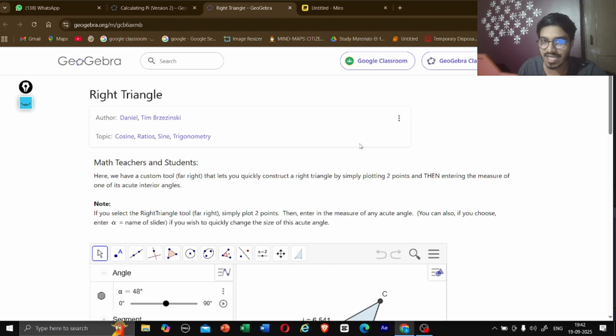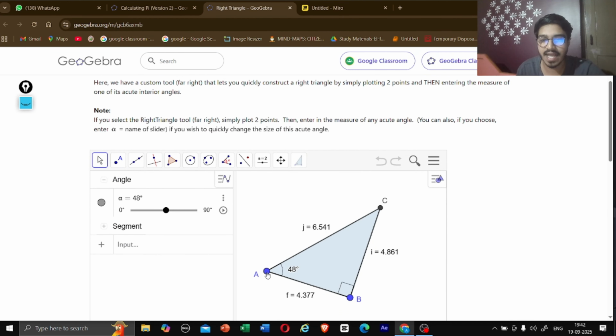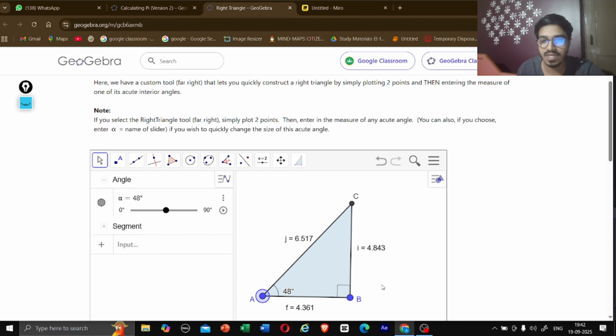Similarly, we can see this in the case of a right angle triangle also. Let us take a right angle triangle. See, here the angle is 90 degree, so it is a right angle triangle.